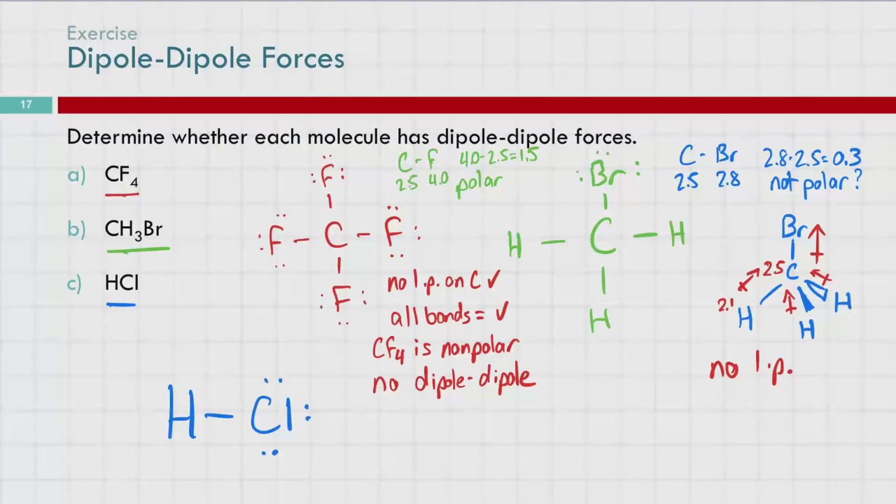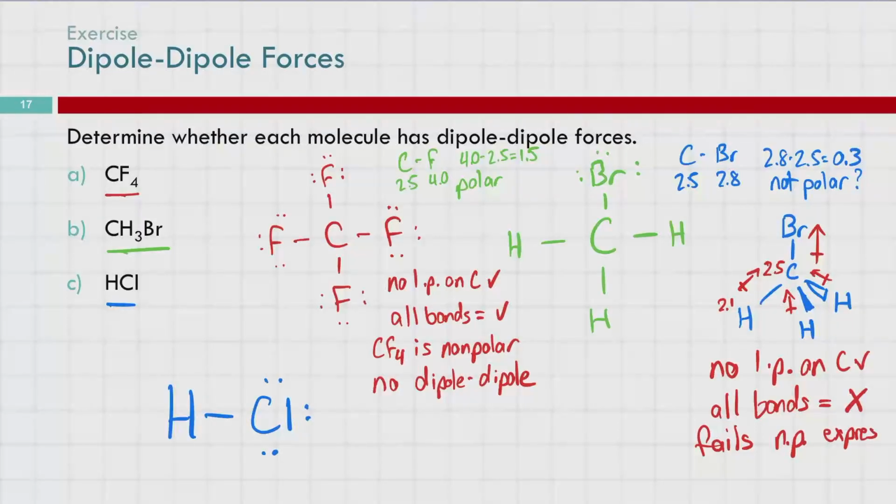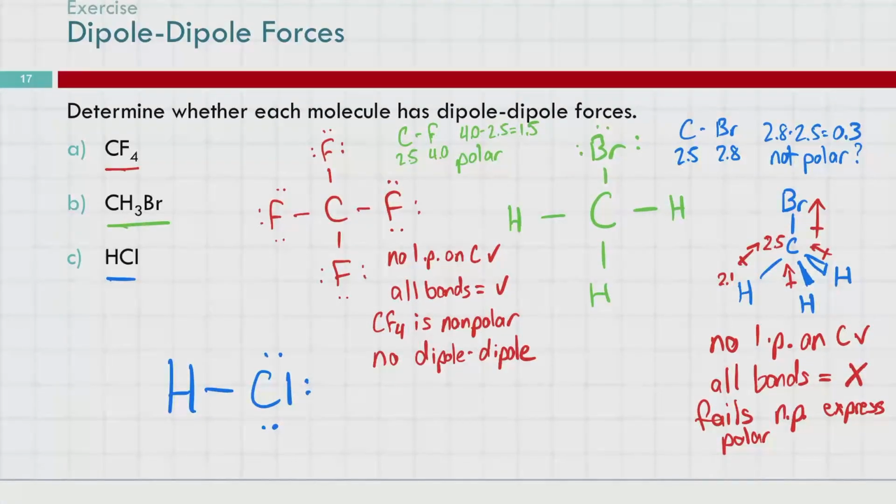Looking at do we have lone pairs on central atom, carbon? Check, no lone pairs on carbon. Are all the bonds the same? No, the bonds are not all the same. All bonds equal? No. So this fails the nonpolar express, which usually for us means that it's polar, has dipole-dipole forces.